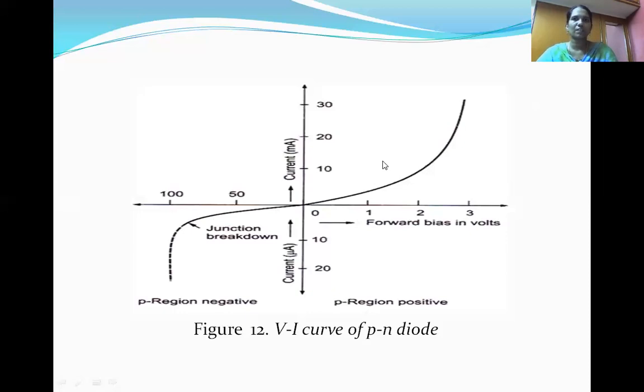So we discussed this VI characteristics of PN junction diode in three ways. One is zero bias, second is forward bias, and the third is reverse bias. In forward bias, we are able to develop a high amount of current, and in reverse bias, minute currents will be developed, and the voltage where there is a sudden growth is called Zener voltage. So this is about VI characteristics of PN junction diode.